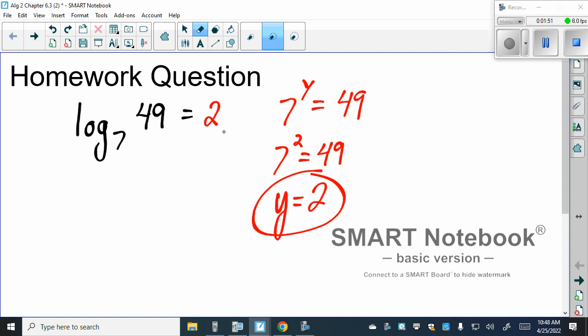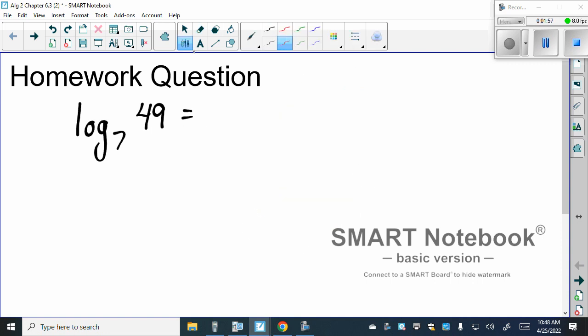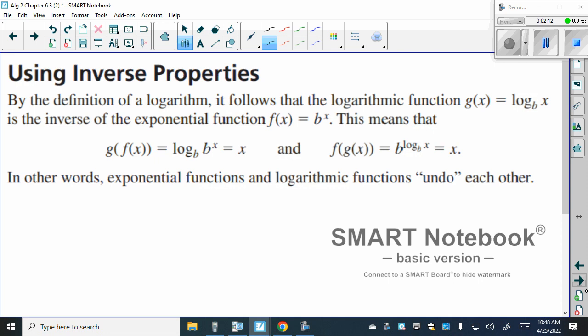And actually, this is a good question to lead into. We know 49 is 7 squared, yes? So we could rewrite this as log base 7 of 7 squared. Looking at the first page of our notes, using inverse properties, by definition of a logarithm, the key part is that log base b of b to the x is x. If the base and what's inside the logarithm are the same, they simplify out.